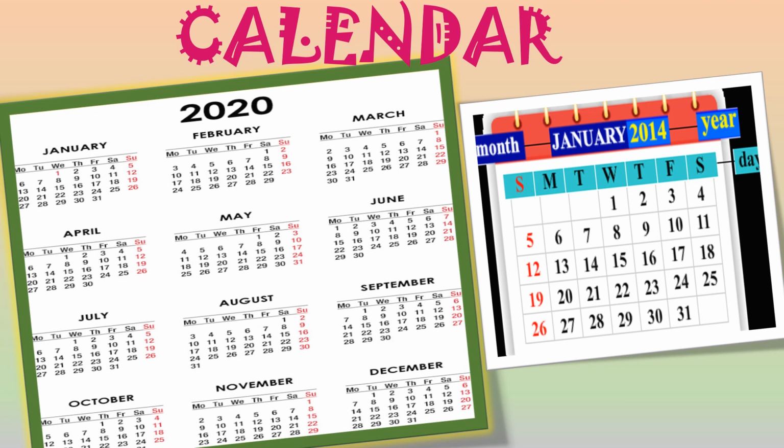A month has generally 4 weeks, and a week is divided into 7 days. These days are Monday, Tuesday, Wednesday, Thursday, Friday, Saturday, and Sunday. A year has 52 weeks.